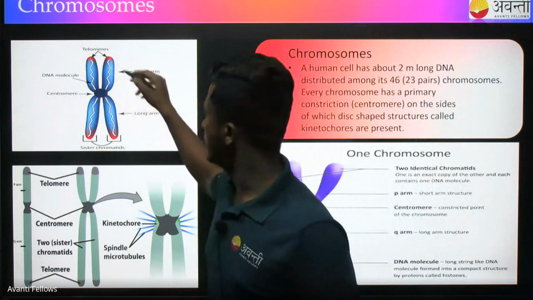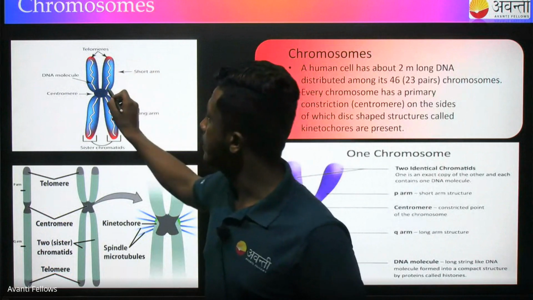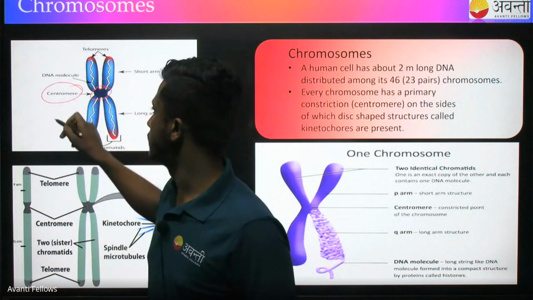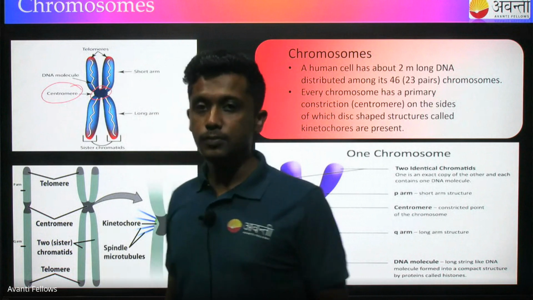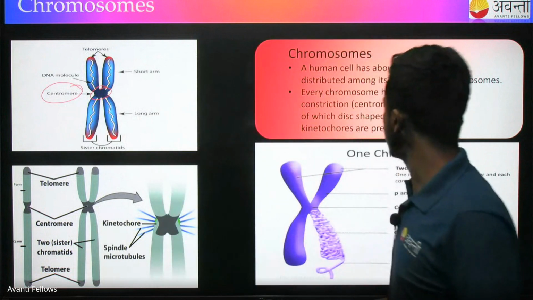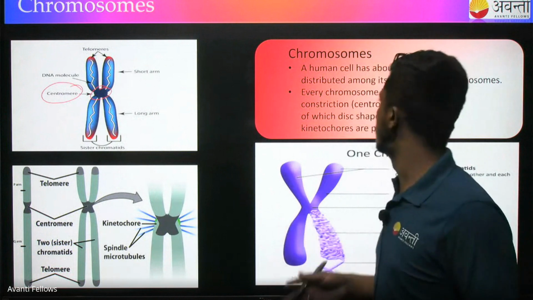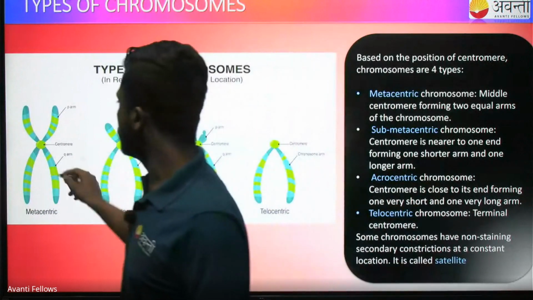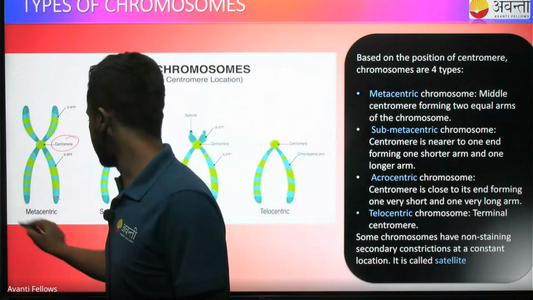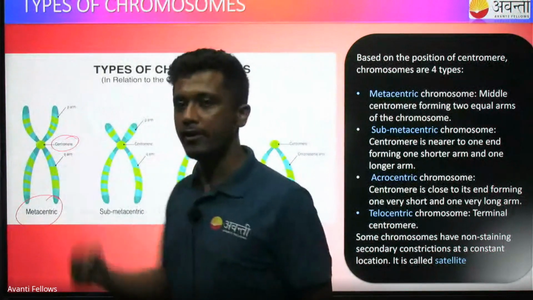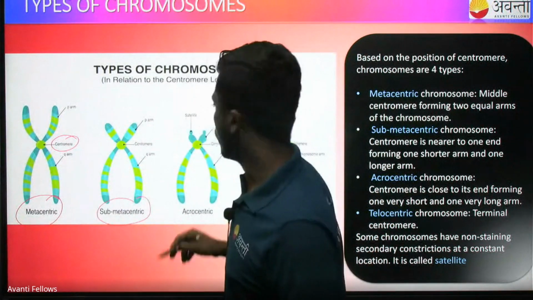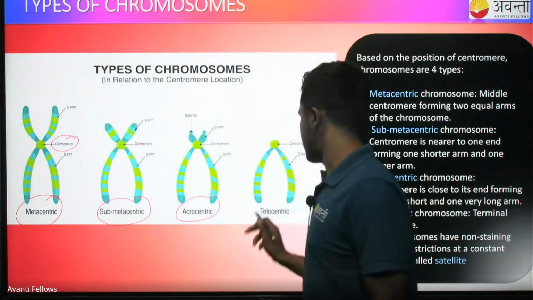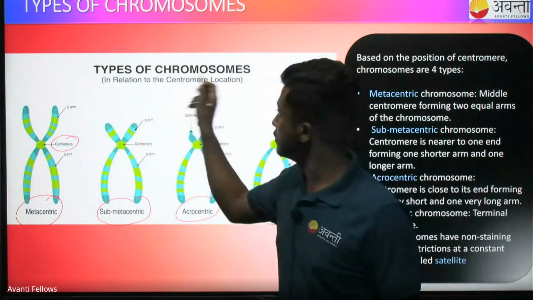Now this chromosome, which is an X-shaped body, is made up of arms. These are called sister arms. The sister arms are connected by a structure called the centromere. Based on the position of the centromere, you can differentiate the different chromosomes. Understood? If the centromere is positioned in the center, it is called metacentric. If it is a little bit away from the center, it is called submetacentric. Almost at the corner, it is called acrocentric. At the end, it is called telocentric. So that is based on the position of the centromere.